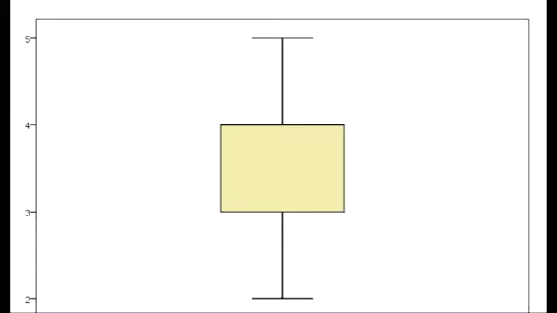If values extend up to 1.5 times the interquartile range from the upper or lower boundary of the mid 50%, they are plotted individually as asterisks. These individually plotted values are the outliers.